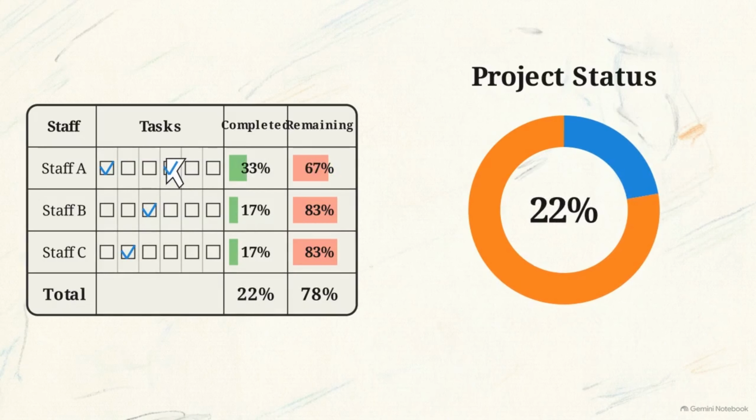Mastering this automated architecture turns a static spreadsheet into a responsive command center, allowing you to track complex projects with absolute clarity.